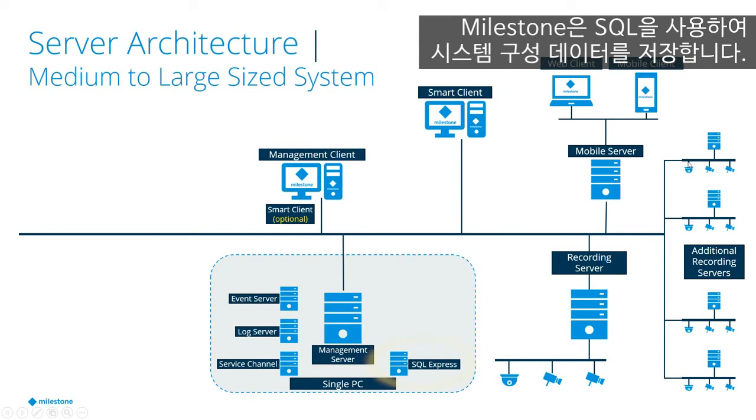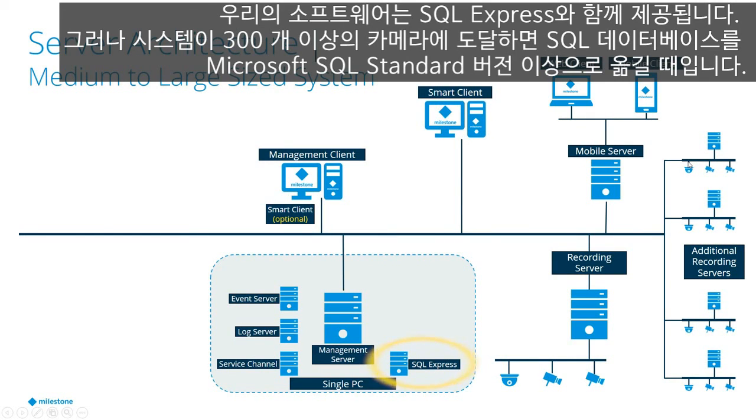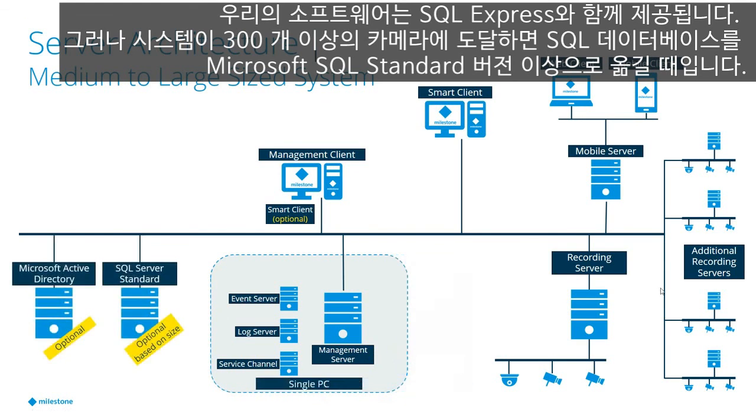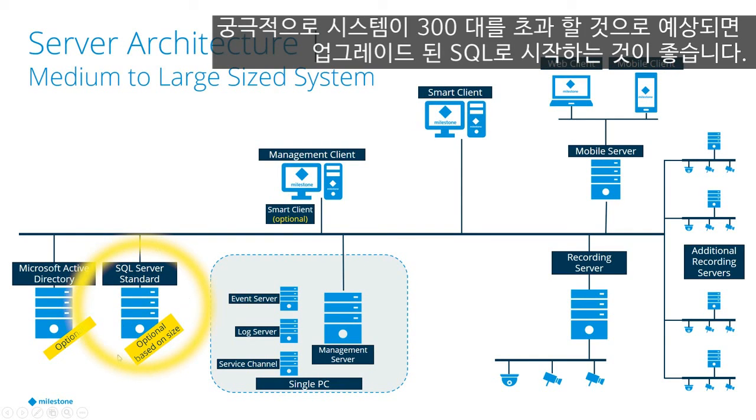Milestone uses SQL for storing system configuration data. Our software comes with SQL Express. However, once your system reaches over 300 cameras, it's time to move your SQL database to Microsoft SQL Standard or above. If you anticipate your system may eventually exceed 300 cameras, you should consider beginning with the upgraded SQL.